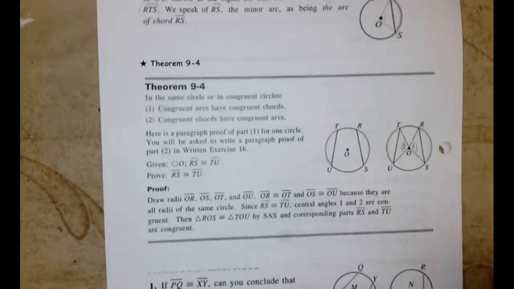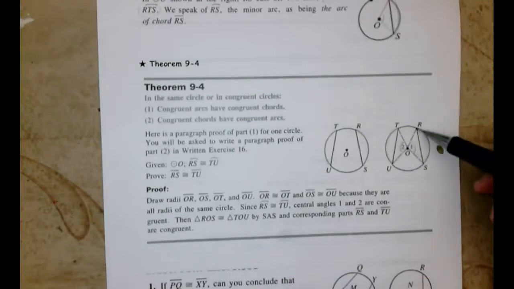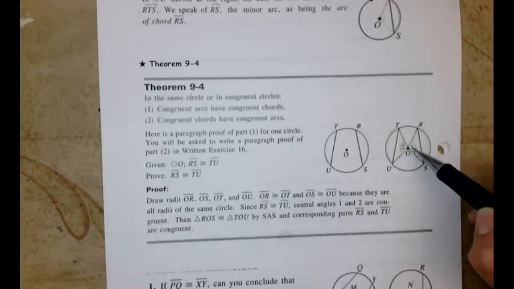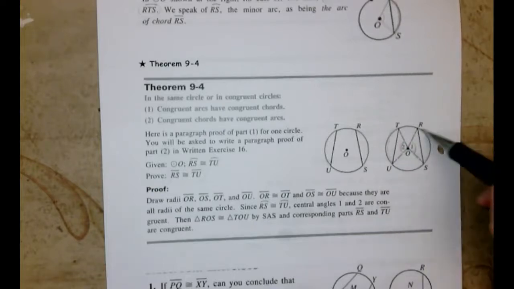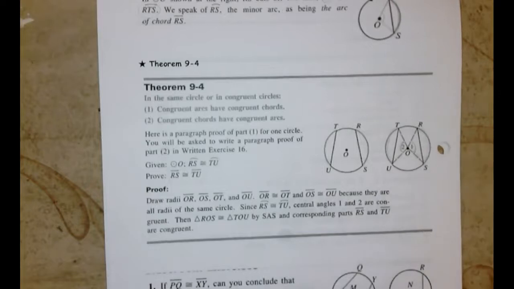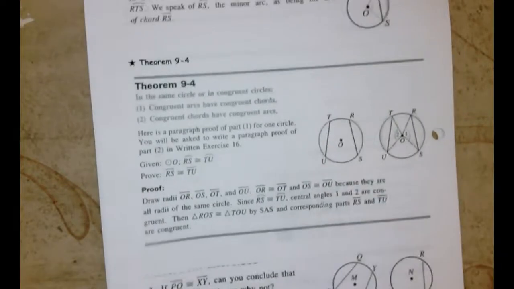The converse, let's start with these are congruent. Then we have these are all radii, so side-side-side. The triangles are congruent, and therefore the measures of angles 1 and 2 are congruent, and therefore arc TU and arc RS have to be congruent. Okay, so that's theorem 9.4.